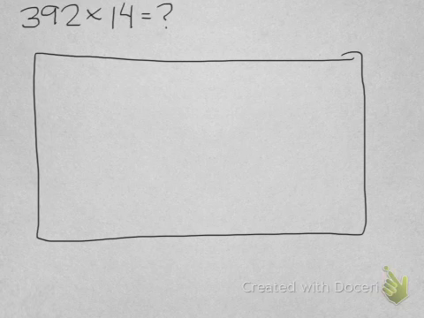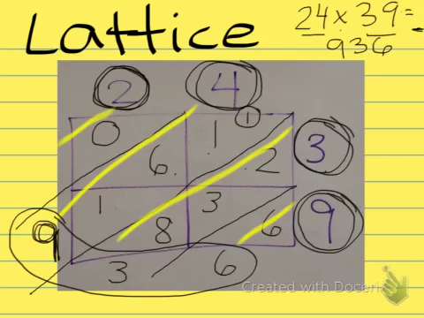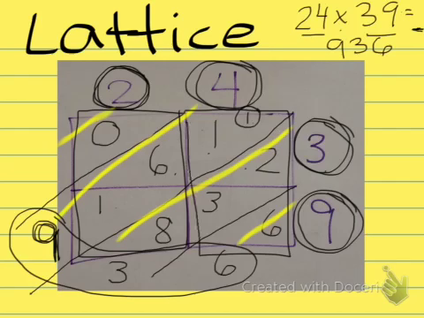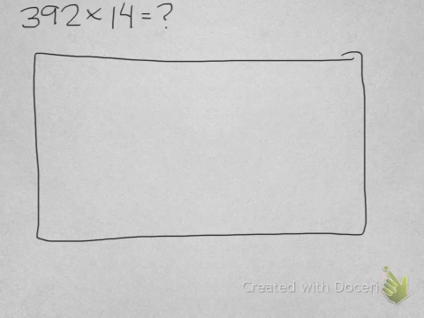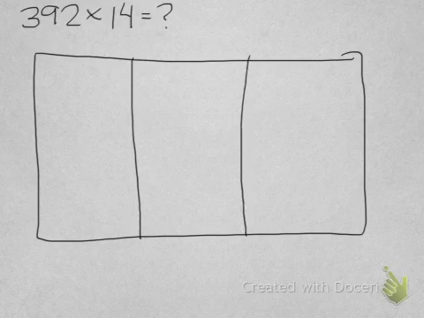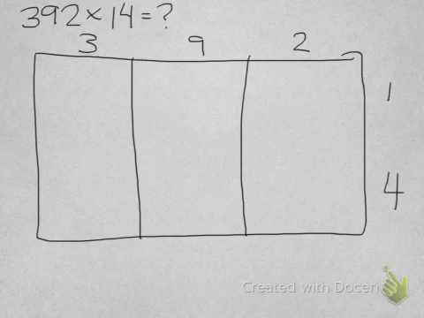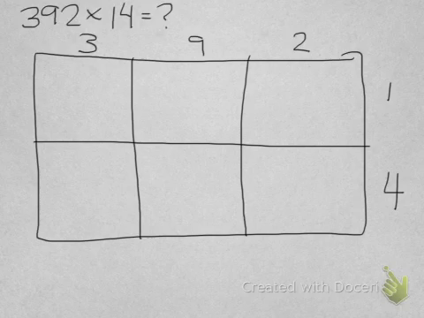Okay. On the next page, I have a 3-digit number times a 2-digit number. Remember that before we only had 2 spaces for 2-digit numbers. Now that we're getting a 3-digit number, I need to make 3 spaces. Here's 1 space for my 3, 1 space for my 9, and 1 space for my 2. On the other side, I'll have 1 space for the 1 and another for the 4, and I can separate it.